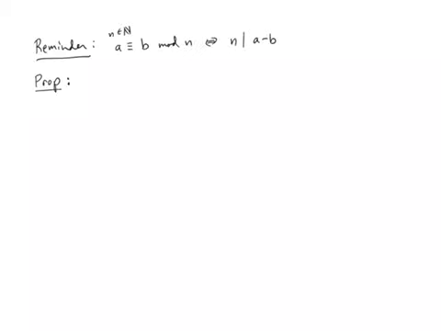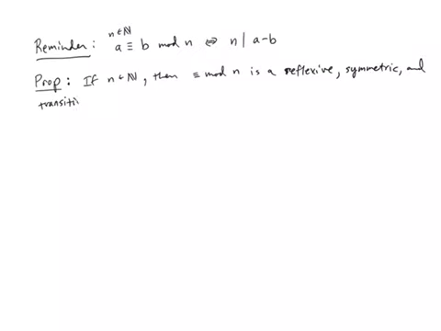So proposition, if n is a natural number, then equivalence mod n is a reflexive, symmetric, and transitive relation on any subset of Z. Okay, so here's the proof. We'll check reflexive.